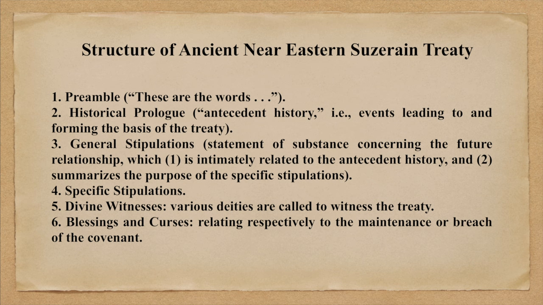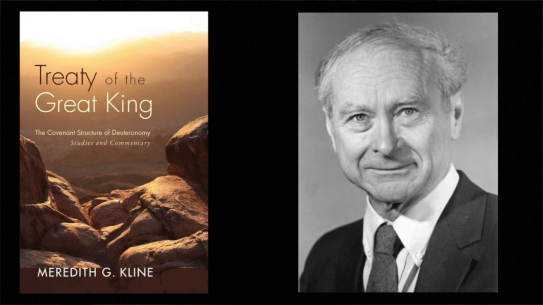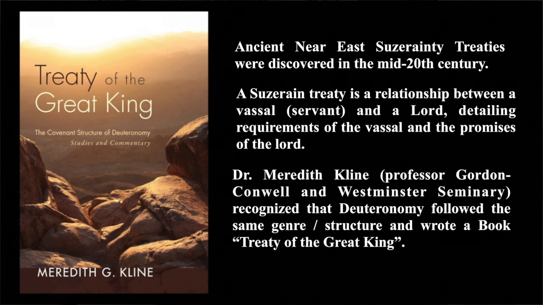there was a particular format for a relationship between a lord and a servant as recorded in the Bible. These are called suzerain treaties. It's a suzerain treaty that describes a relationship between a suzerain, that is a lord, and a vassal or a servant. Meredith Kline, who was one of my professors at Westminster Theological Seminary, and also taught at Gordon-Conwell, in the 1970s, the discovery of the suzerain treaties came up.